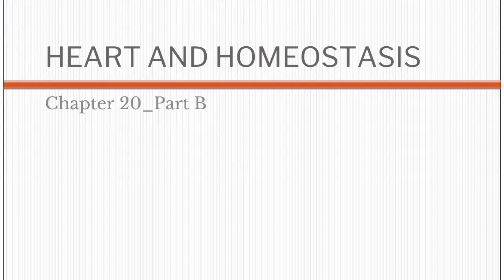Heart and homeostasis refers to manipulating heart rate in order to keep cardiac output within homeostasis. The part of the brain that is in charge of day-to-day, minute-to-minute homeostasis is the medulla oblongata.